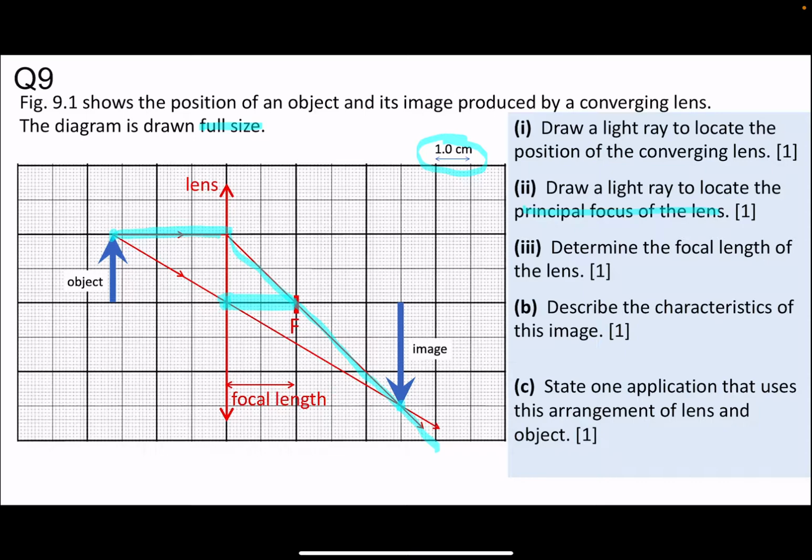So if you're asked to describe the characteristics of the image, then this image is real, it is inverted, and it is magnified. If you look, the object covers two small boxes, while the size of the image is three small boxes. So the image is magnified. So in an application, it will be a projector.